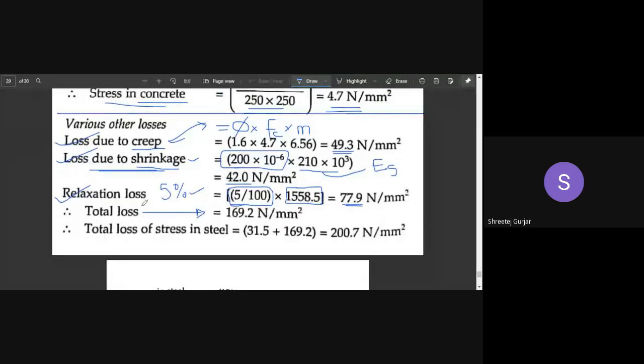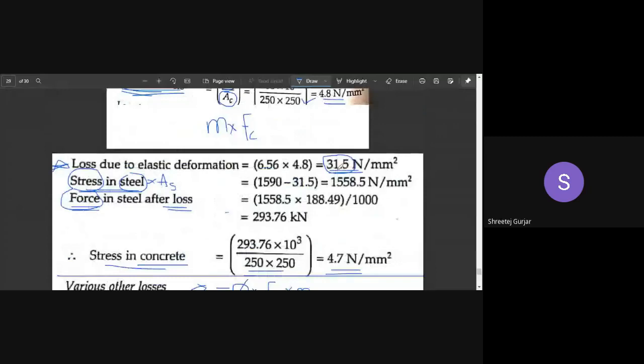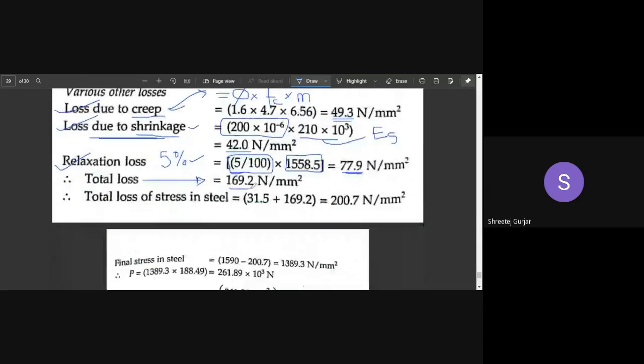Along with these three losses, we also have the loss due to elastic deformation, right? So this is also a loss, so you have to add this loss also. So 169.2 plus 31.5. So the total amount of loss in steel is equal to how much? 200 Newton per mm squared. So it is including your elastic loss, loss due to elastic shortening of concrete, loss due to creep, loss due to shrinkage, and loss due to relaxation. All of this combined is equal to 200 Newton per mm squared.